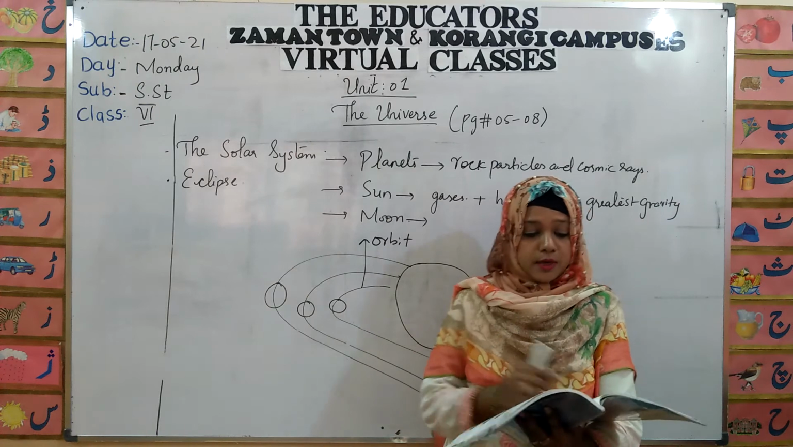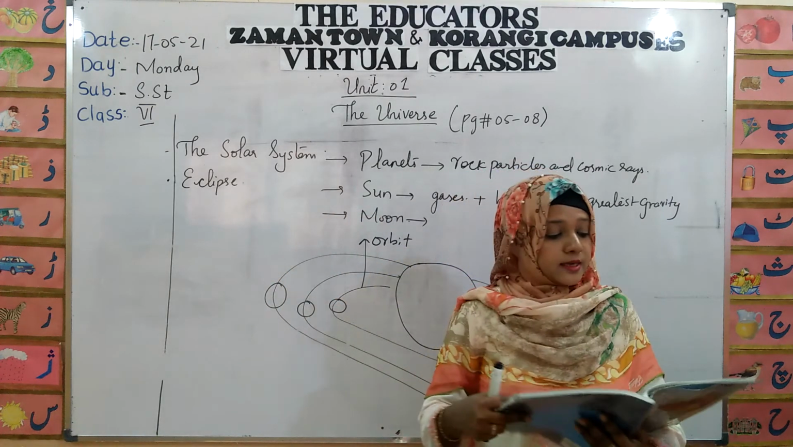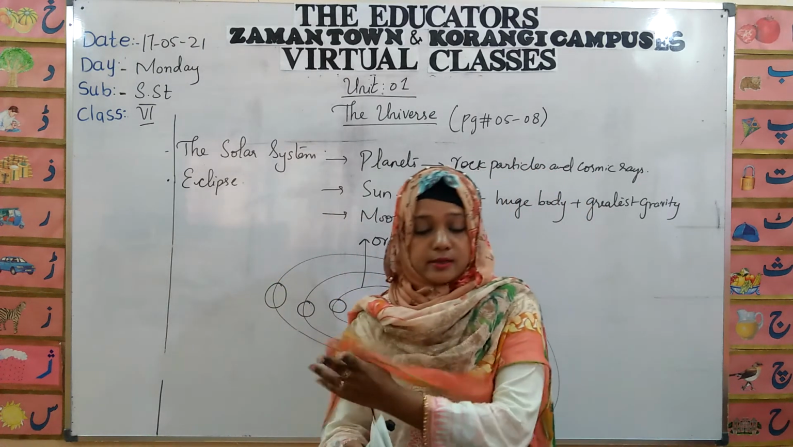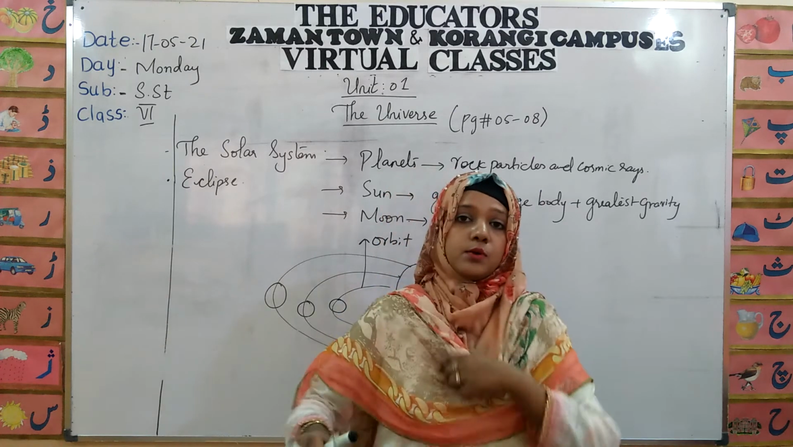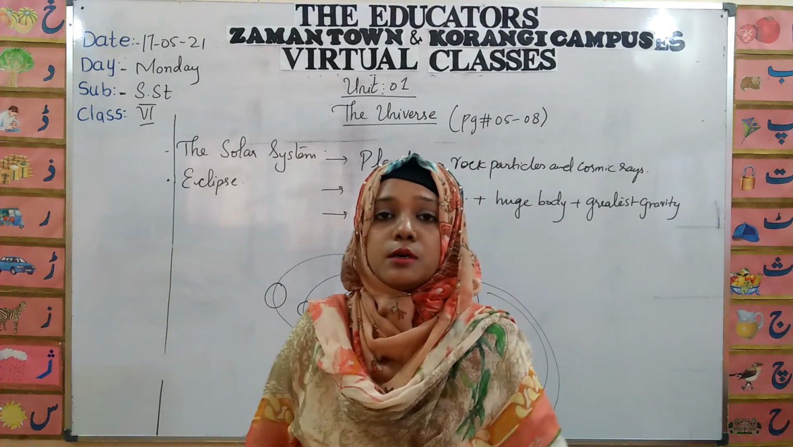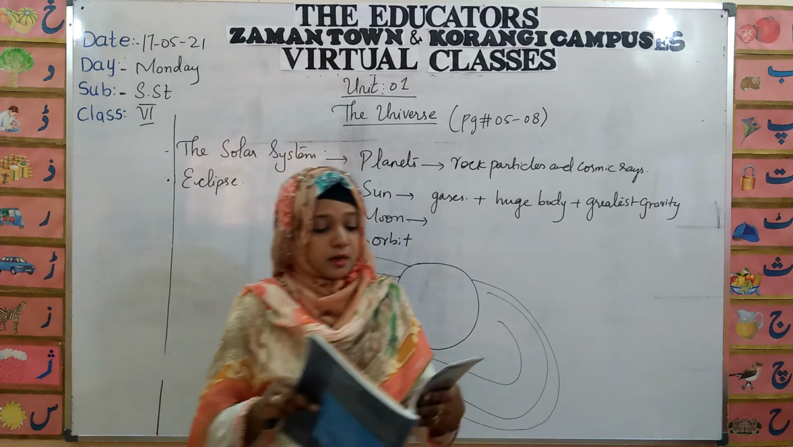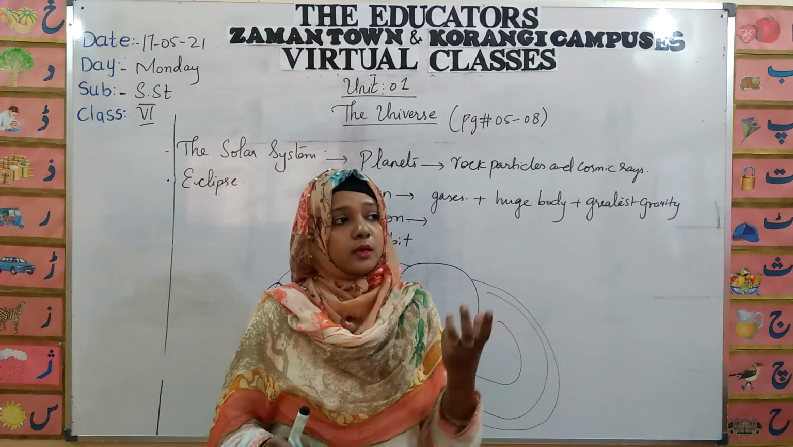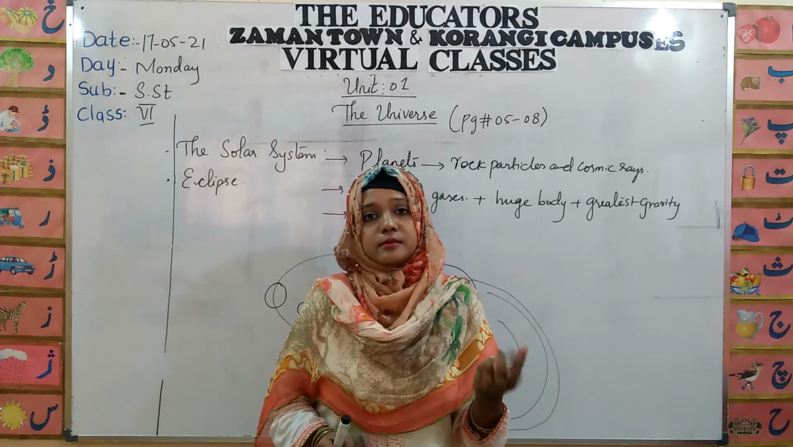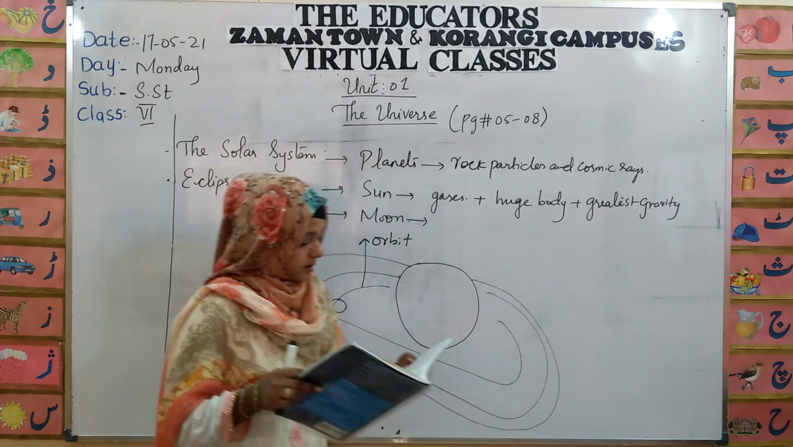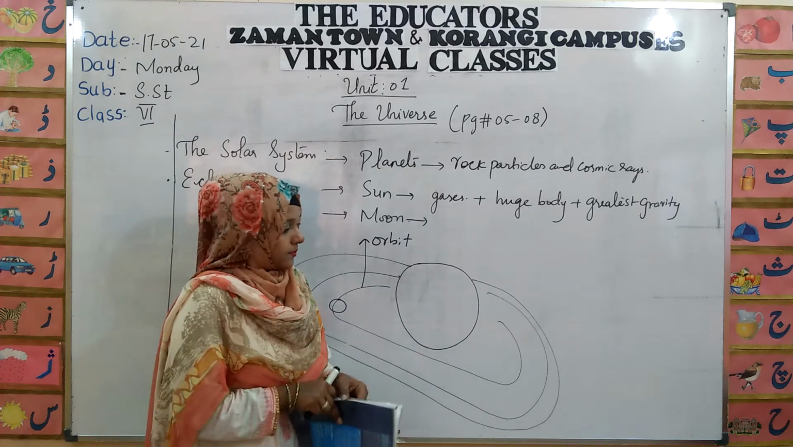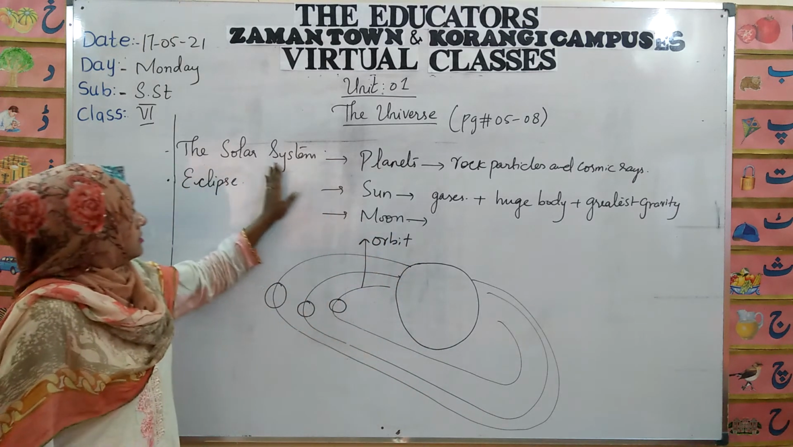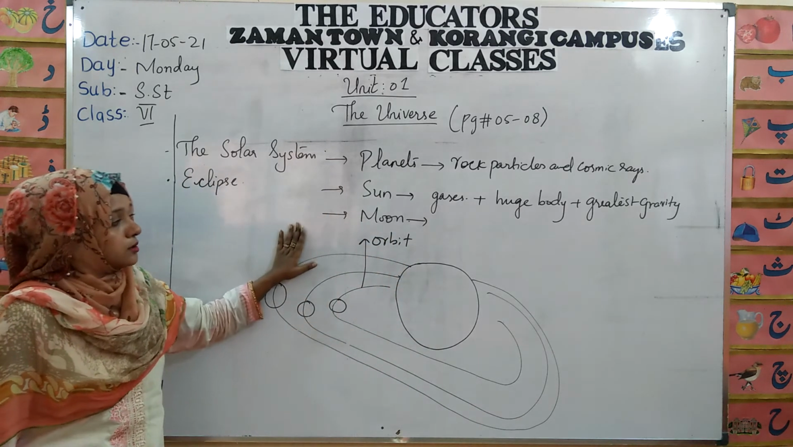That is all related with the solar system. There are some dwarf planets as well which were present somewhere previously, but now they are not the part of our solar system, and the most well-known dwarf planet is Pluto. I hope you understand everything related to the solar system.